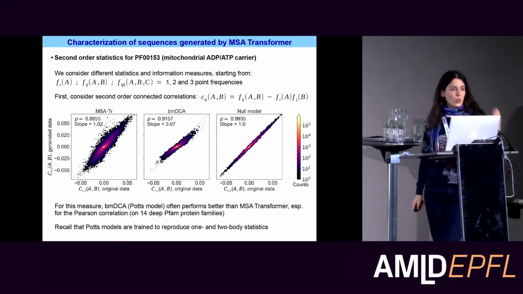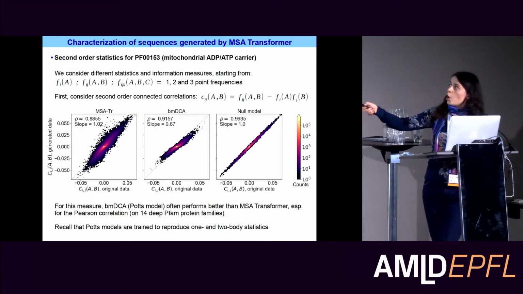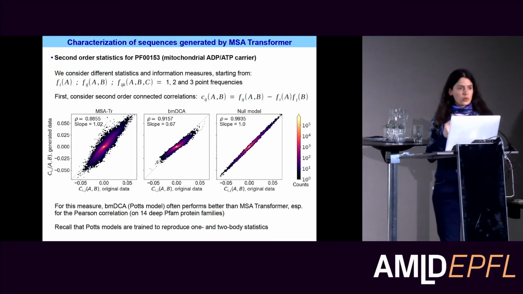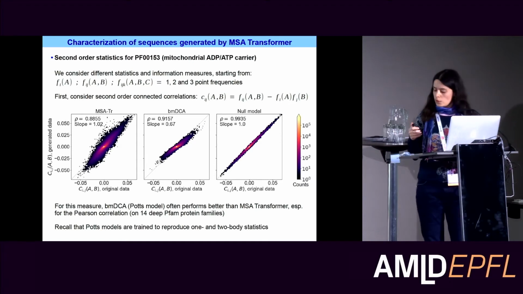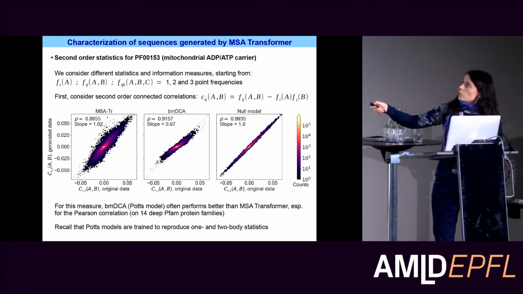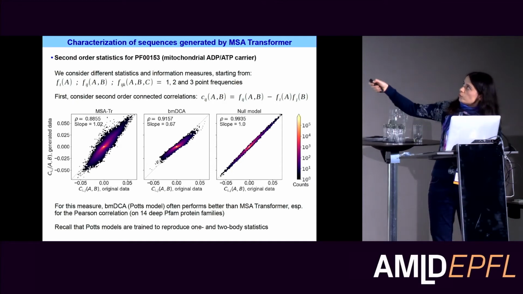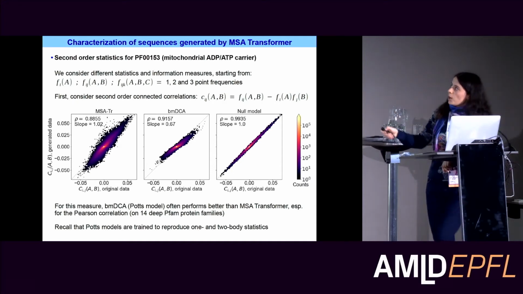Are we reproducing these statistics well, like the frequency of occurrence of an amino acid at a given site, or the frequency of co-occurrence of 2 amino acids at 2 different sites, etc.? So let's first look at the second-order connected correlations, which are defined this way. And here we are showing the generated data versus the original data.